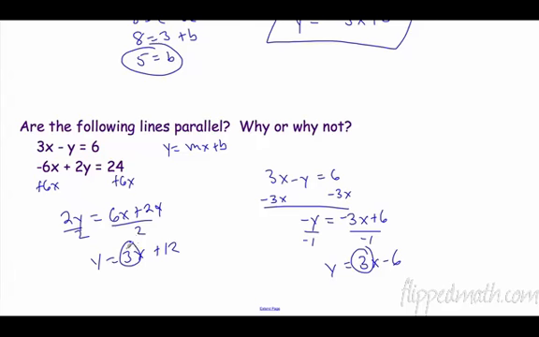The slope here is 3. The slopes are the same, therefore the lines are parallel. So yes, they are parallel. Why? Because they have the same slope. All right?